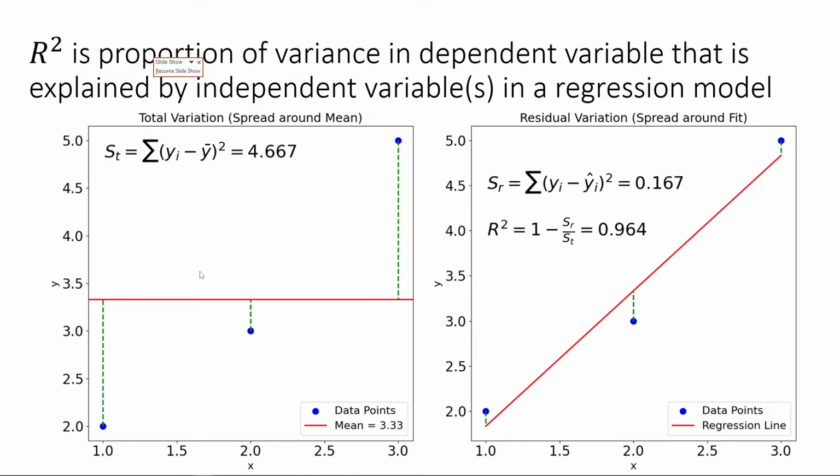So if ST is large, what does this mean? This means that there is a lot of spread of the y values around this mean value, and that will give you a very large ST. If ST is fixed, then a smaller SR will result in a higher R square. You fix this guy, and if this guy is small, then this guy will be basically large.